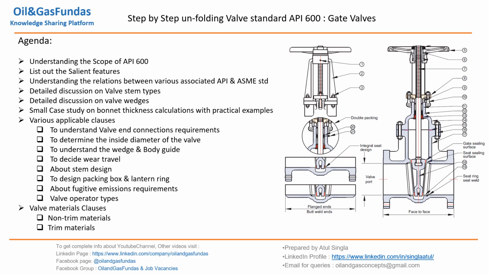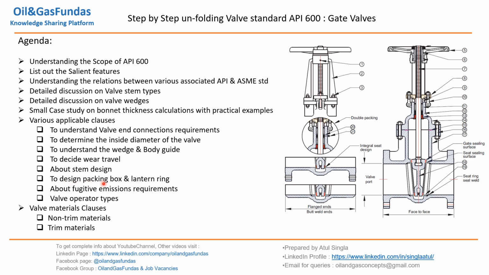Then we'll look into various applicable clauses which are very important to design the gate valves. We'll try to understand the end connection requirements, then how we determine the inside diameter of the valve, then various types of wedge and body guides, what is wear travel and how do we calculate it, and how it is important in valve design. Then various types of stems which we need to design. There are many clauses mentioned in this API 600. Those we are going to understand and look into.